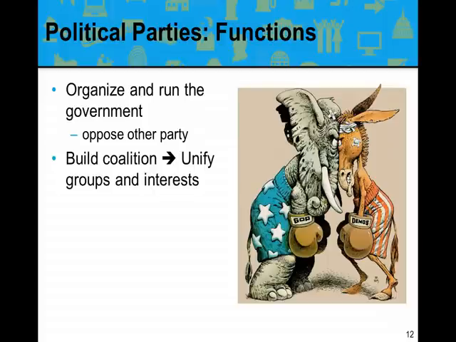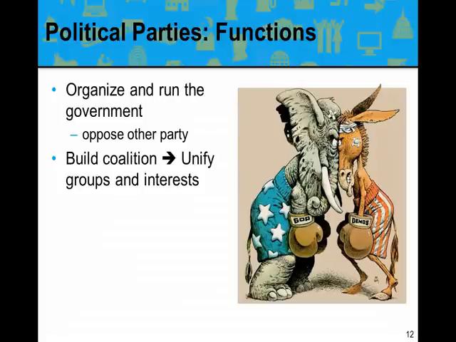The function of the party is to build coalitions, and again, a coalition is an alliance of a group of people with differing interests for the purpose of furthering their common goals. One of the best known coalitions is the New Deal coalition that FDR put together in the 1930s. You have to unify groups and their interests in order to build a coalition so that you can win in elections and then organize the government.